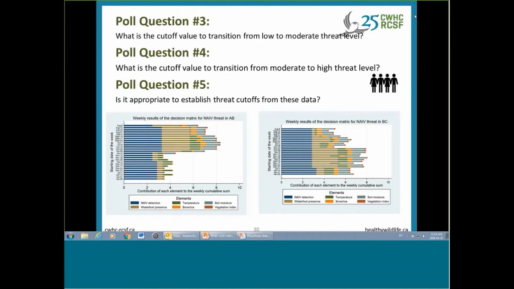But really there's no literature. I didn't find any studies that looked at changing threat levels for avian influenza over time. Okay.